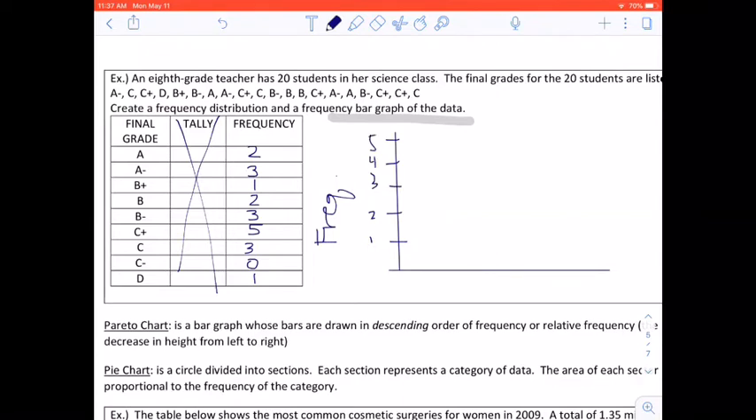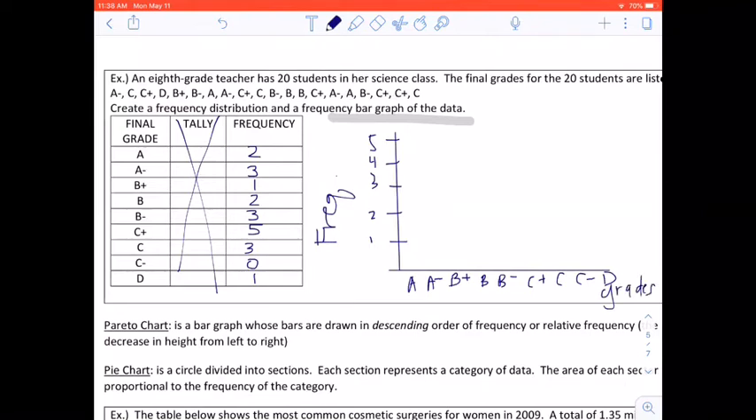And then on the horizontal, I'm going to put down the different grades that we have. I'm going to go in order. Technically it doesn't matter, but it does make it a little bit easier since that's how the table is done. So we have an A, A minus, B plus, B, B minus, C plus, C, C minus, and D. And from here we're going to make vertical rectangles that correspond to each grade's frequency. And I'll go ahead and label this as grades.